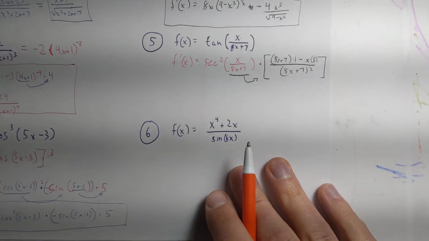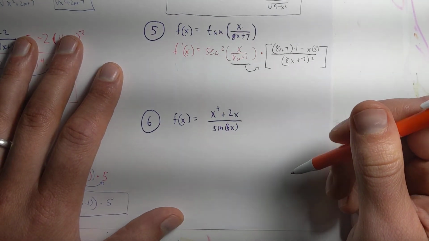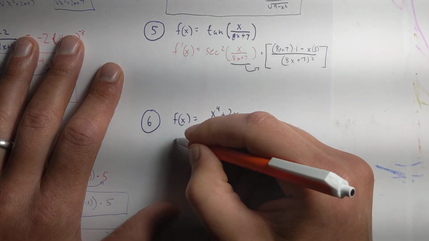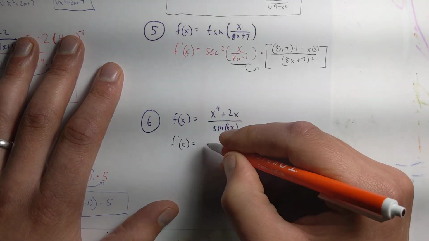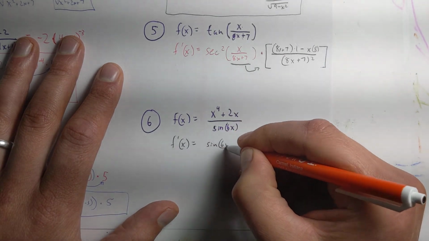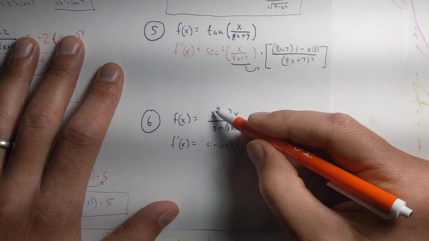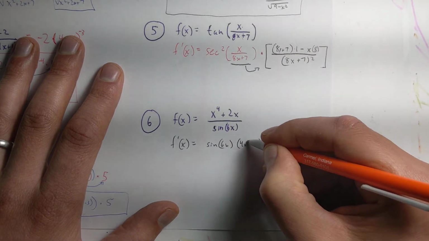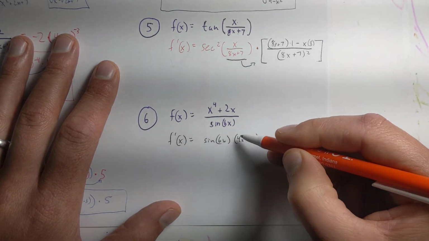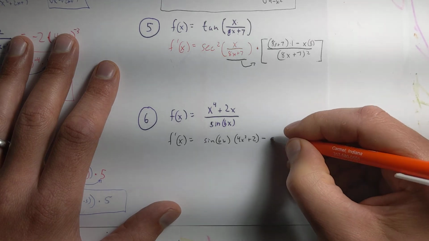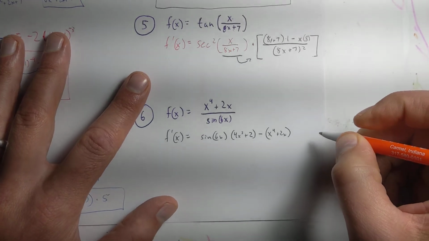And the last one. Oh, man, another quotient rule. They must love us. So, nothing to rewrite here, actually. F prime of x. So low, sine of 6x, d high. So what's the derivative of x to the 4th plus 2x? That's going to be 4x cubed plus 2. Make sure you've got parentheses around it. Low, d high, minus high, x to the 4th plus 2x. Put that in parentheses. D low.